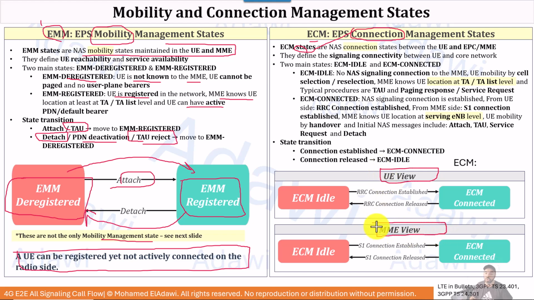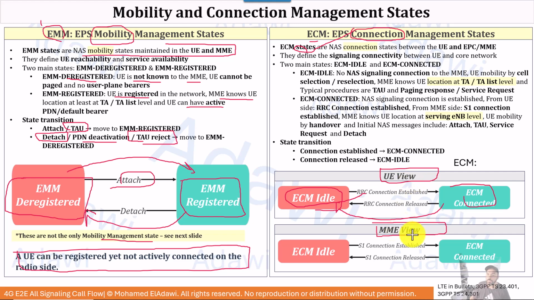In general, this EPS connection management defines the signaling connectivity between the UE and the network. So let's see what we have in the view here. For example, ECM idle means the user is already in RRC idle state. If he did RRC connection establishment, he will move directly to ECM connected, right? And the same if he moves back to idle, he is already RRC connection released. So this is from the UE perspective.